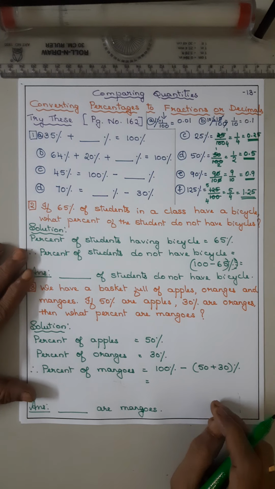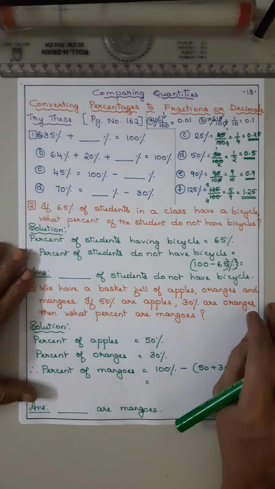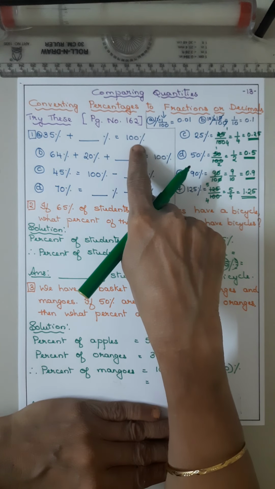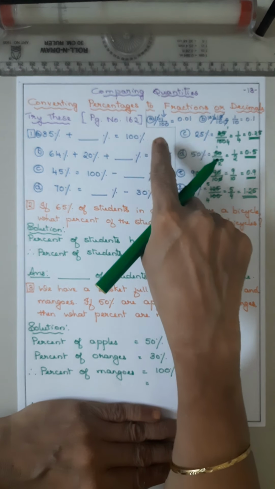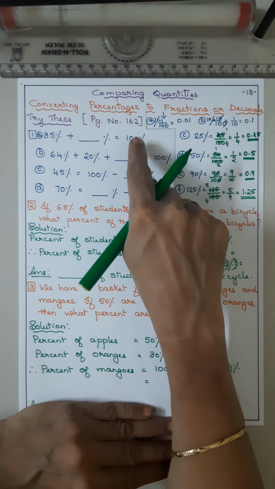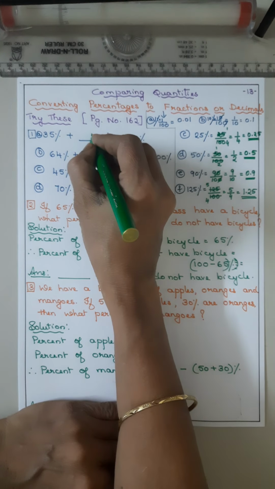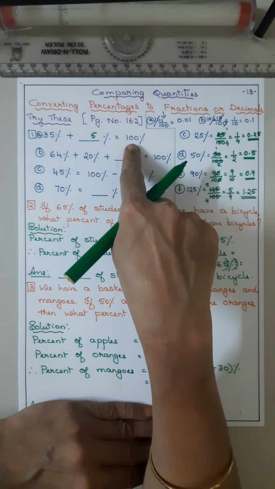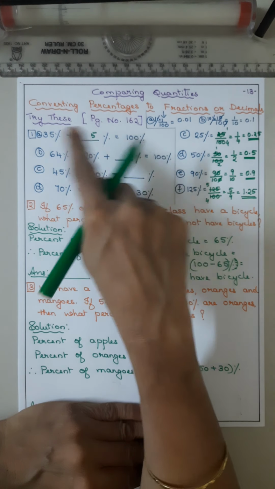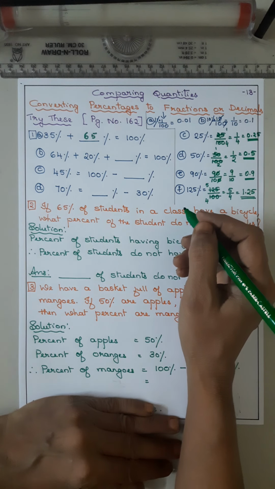Okay. Now coming to the Try These questions from page number 162. 35% plus how much percent is 100%? To get this, you have to subtract 35 from 100. 100 minus 35. 0 minus 5 is not possible, so 10 minus 5 is 5. And here now how much is remaining? It is 9 left from the 10. So 9 minus 3 is 6. So you will be getting 65%.